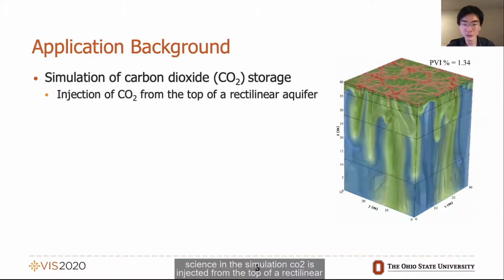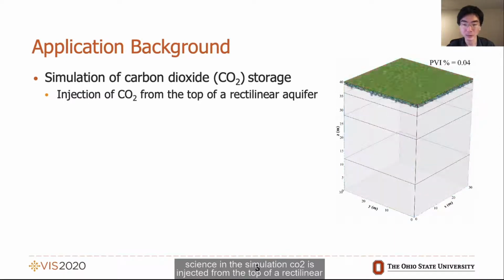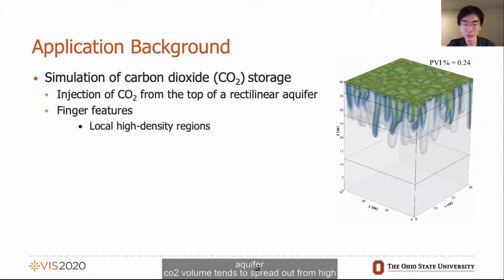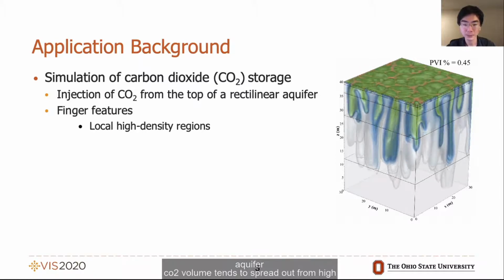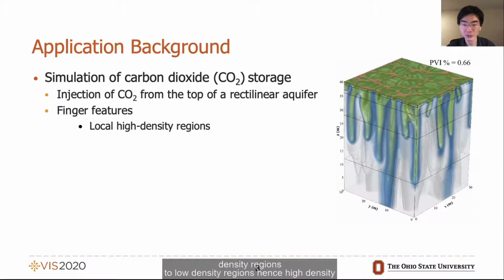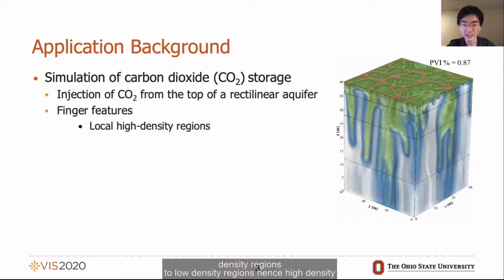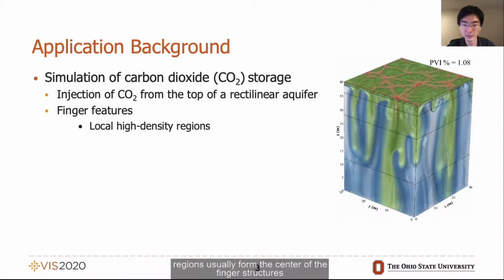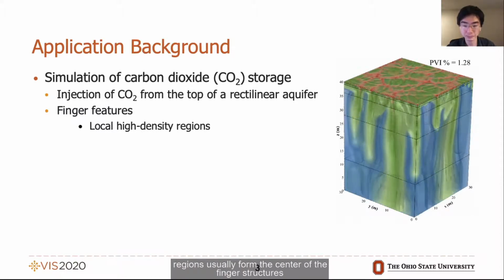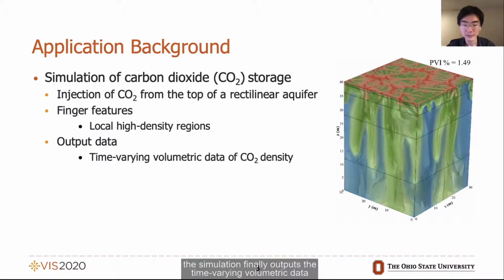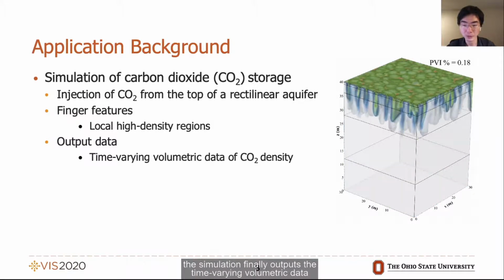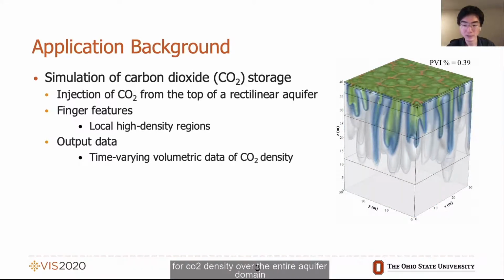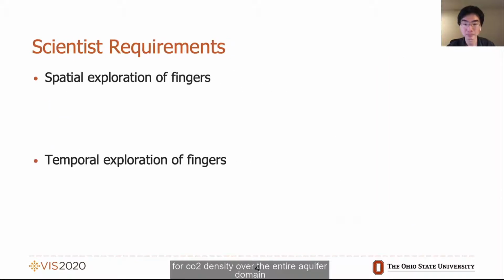In the simulation, CO2 is injected from the top of a rectilinear aquifer. CO2 volume tends to spread out from high-density regions to low-density regions. Hence, high-density regions usually form the center of the finger structures. The simulation finally outputs the time-varying volumetric data for CO2 density over the entire aquifer domain.